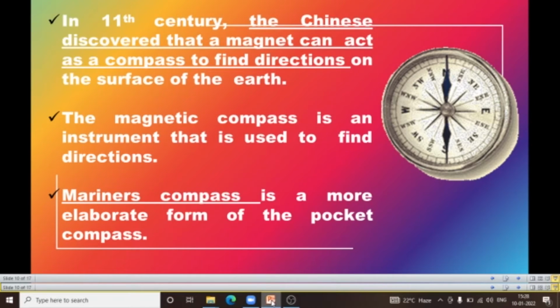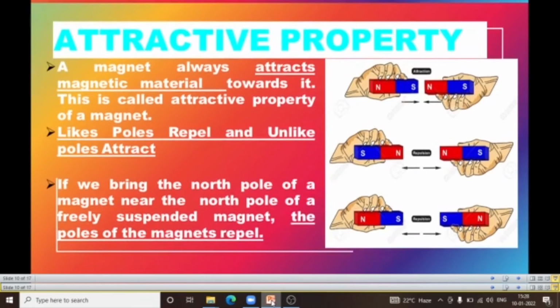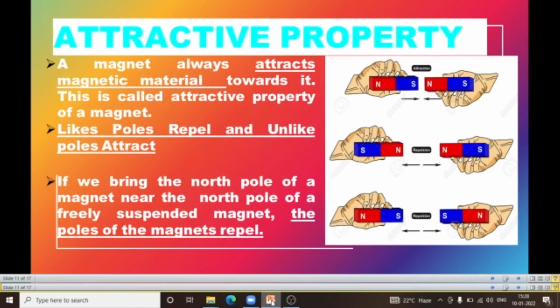So, I hope that we're all clear about the directive property of the magnet. Let's move on to the attractive property of the magnet. A magnet always attracts the magnetic material towards it. This is called the attractive property of the magnet. Like poles repel and unlike poles attract.